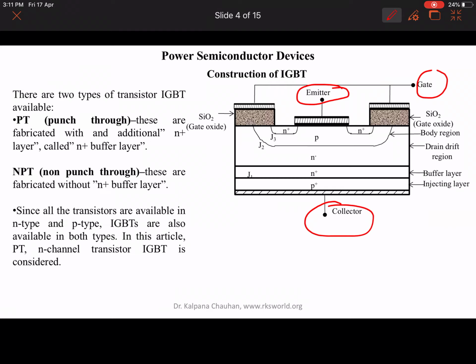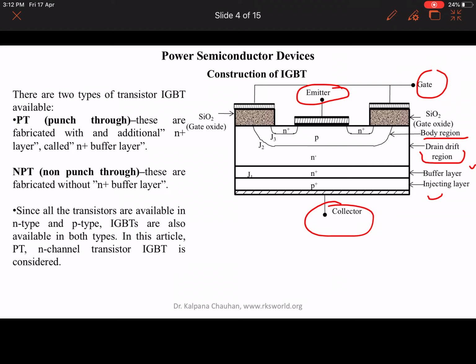The emitter is connected to the P, and the collector is connected to the P positive, and the gate and the emitter have the common N plus here, and we have three junctions J1, J2, J3 here. This region is called the body region. We have the extra P layer here, so it's called the body region. Here we have the drain drift region. We have a buffer layer of N positive and an injecting layer of P positive.